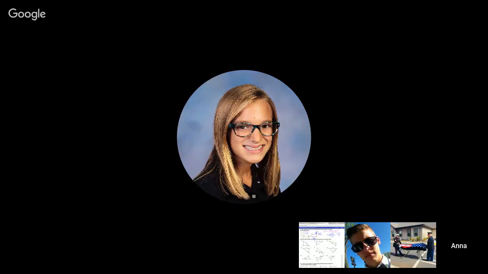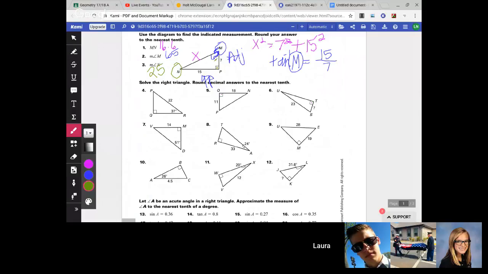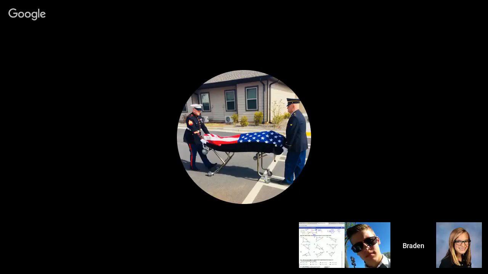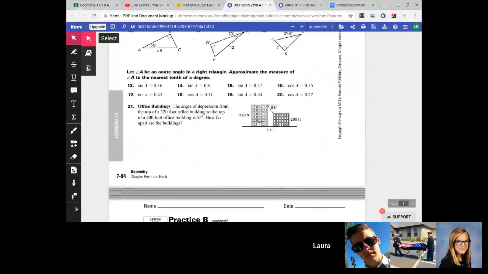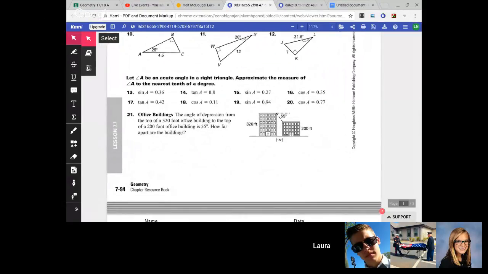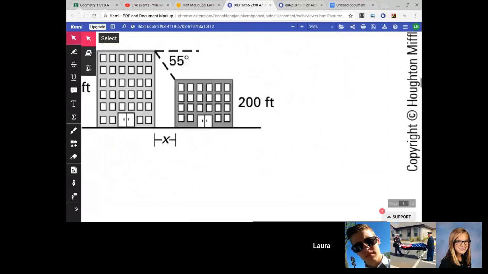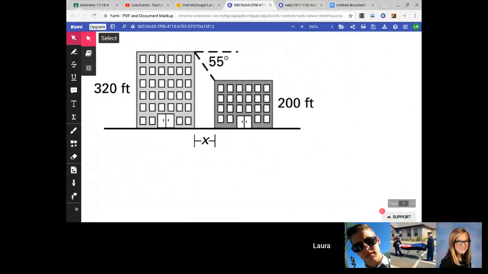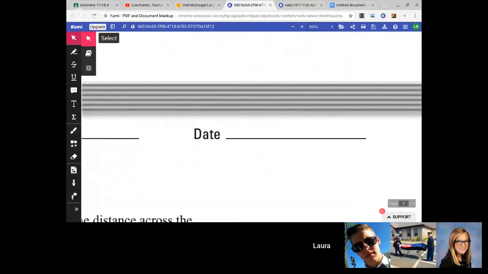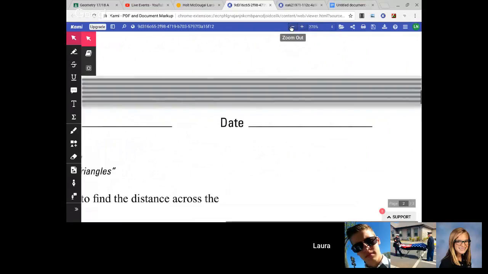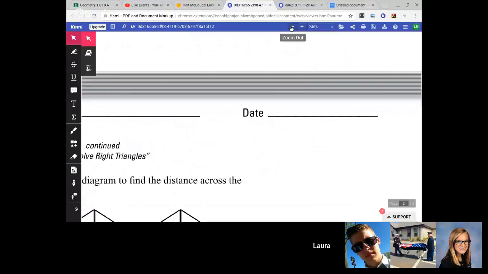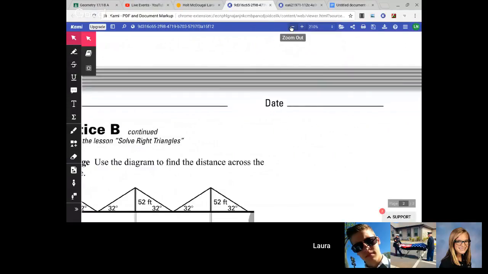Could you help me on number 21? Sure. Okay, so the angle of depression. Whoa, I was trying to make it bigger. I made it too big. Sorry. Oh my goodness. Can you see it? Let's zoom out a little bit.